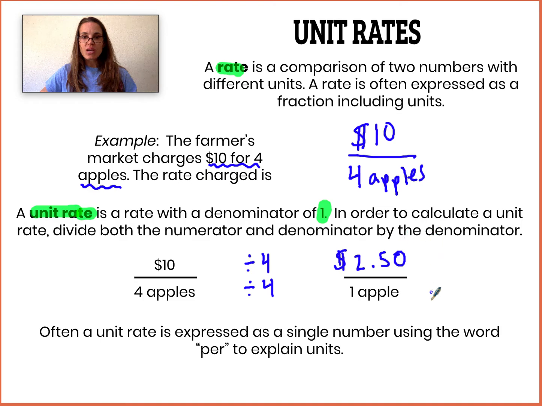Often we express a unit rate as a single number using the word per when we're explaining units. So instead of $2.50 for 1 apple, we would write $2.50 per apple. So we still have both units. That's my dollar sign, and we have apples, but we use the word per instead of this fraction way of expressing the unit rate.